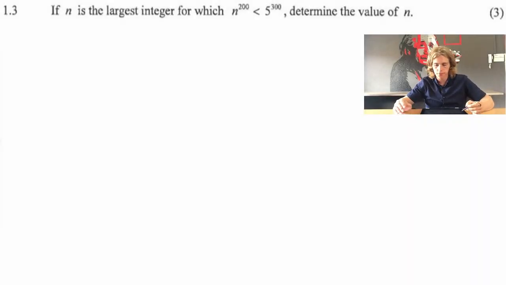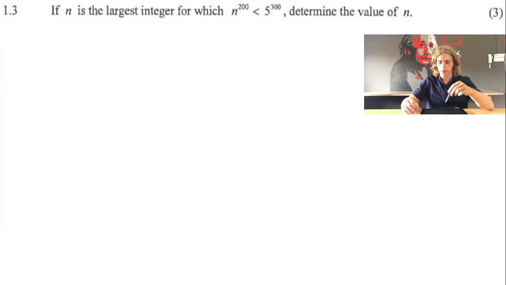Okay, last question for question 1 is 1.3. If n is the largest integer for which n to the power of 200 is smaller than 5 to the power of 300, determine the value of n. Right, so this question is a little bit different to the ones we've just been doing, but it is a great question, and this is how we are going to do it.